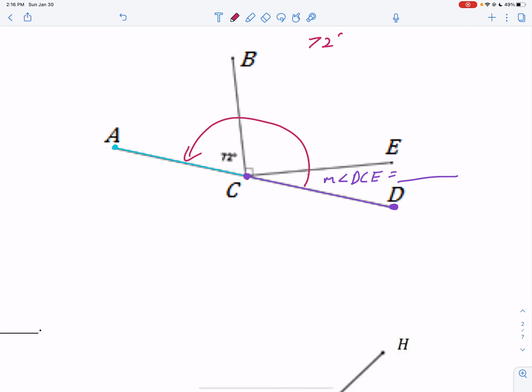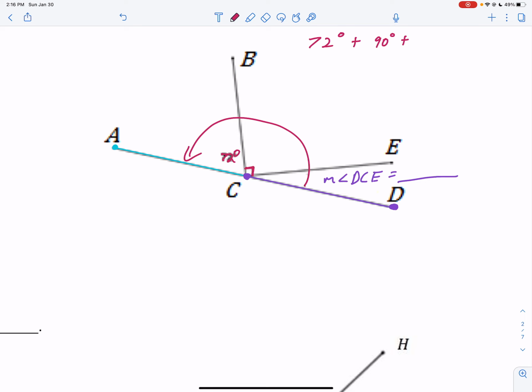So we know this one right here is 72 degrees. I know it's kind of hard to see, but that's a little degree symbol, and that says 72. So 72 degrees plus whatever this is. But looking at it, we can see that it has this notation, which means that it is a right angle, which means that it is 90 degrees.